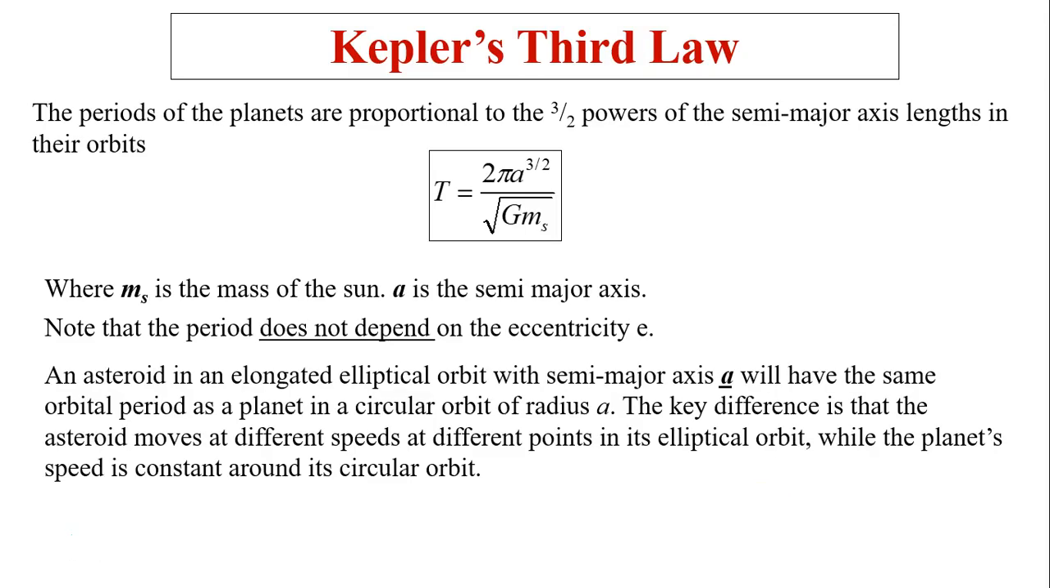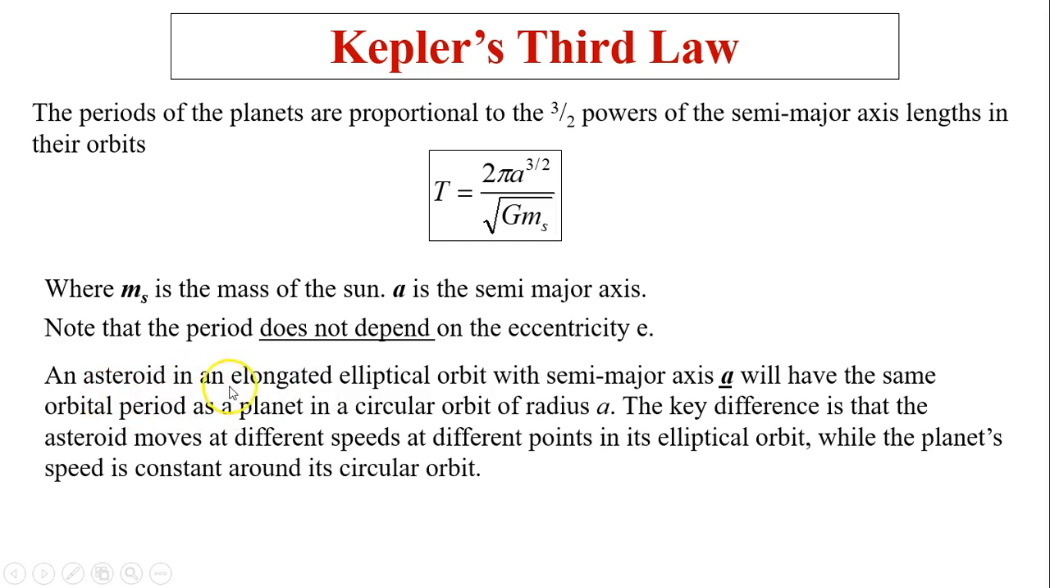The third law says the period of planets is proportional to the power of 3/2 of the semi-major axis length of their orbits. This one is very similar: for a circle we use r, but for an ellipse we use the semi-major axis. In this equation, M_S is the mass of the Sun, and a is the semi-major axis. Take a look at this: T does not depend on eccentricity e.